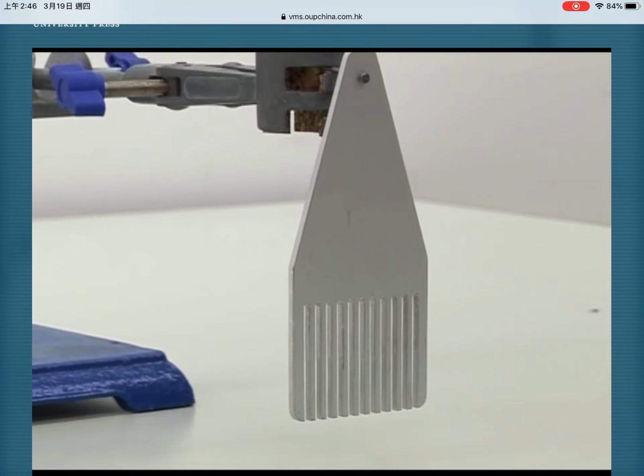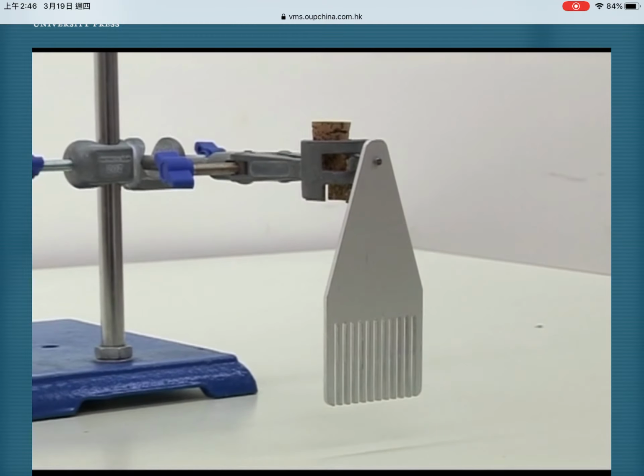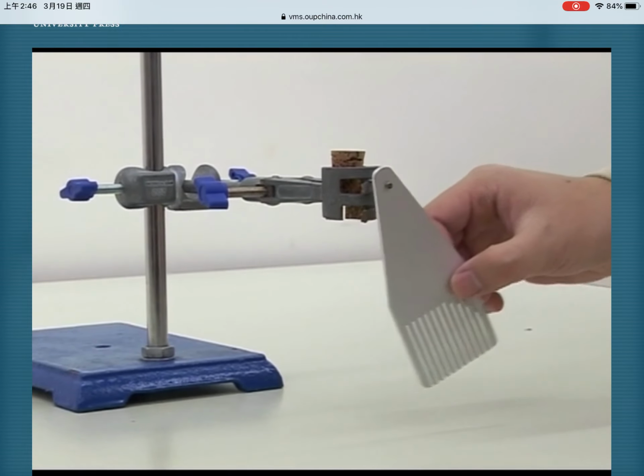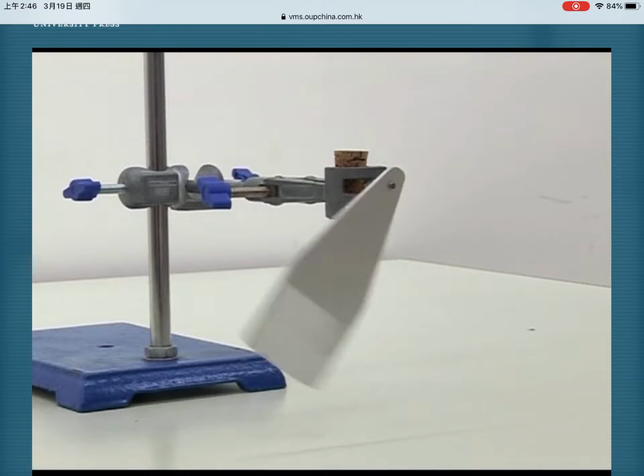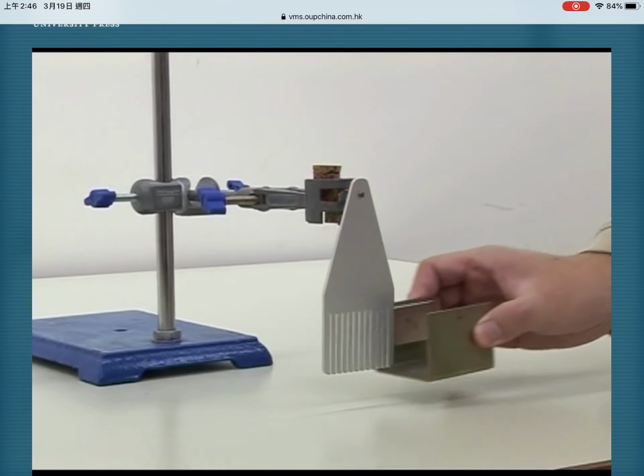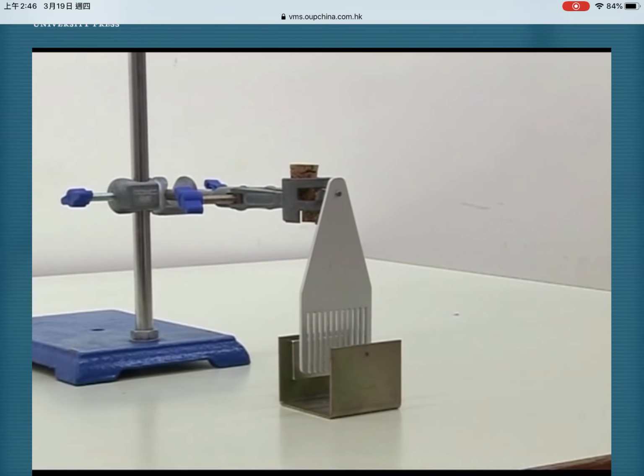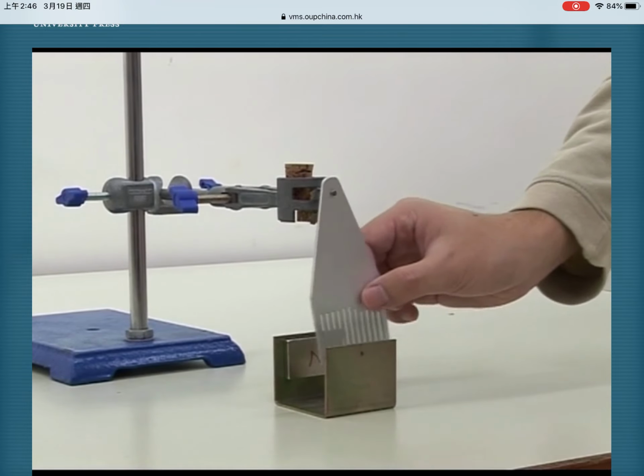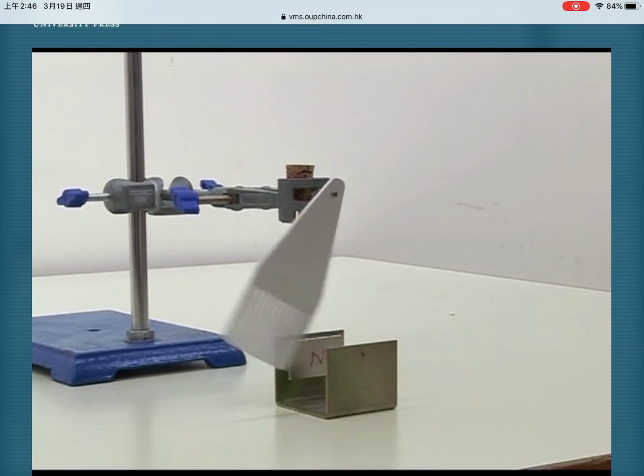Repeat with an aluminium plate with slots. What happens to the aluminium plate this time?